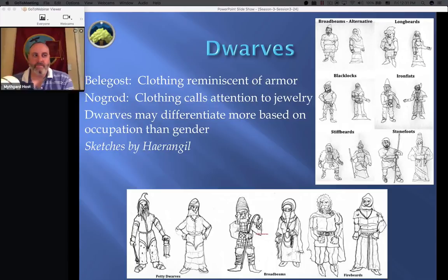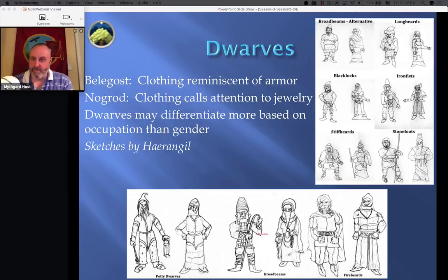I have the forum up right now where Herangil posted these. The bottom picture, I don't know if you can read it. It's petty dwarves on the left, broad beams in the middle, and fire beards. The ones appearing in this movie. And the comments on it were that the early dwarves would be more practical. This is Herangil. I don't know if I'm pronouncing that correctly. And then they don't get fancy until they start trading with other people.